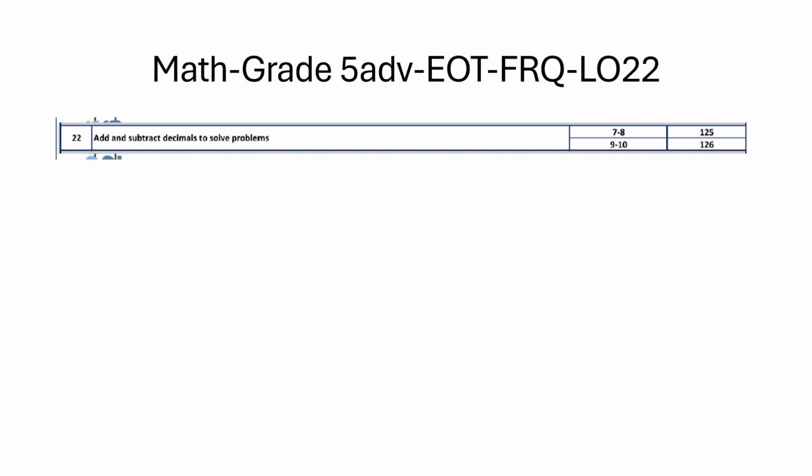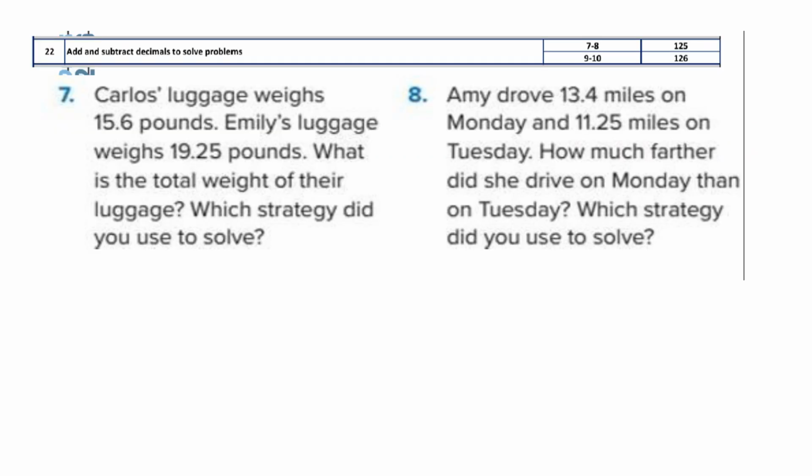In the session today for grade 5 advanced math exam EOT, we are going to cover FRQ learning objective 22, where we add and subtract decimals to solve problems. So let's get started and watch the video till the end because in the end I will give you the answer key. Okay, so now let's solve these problems.